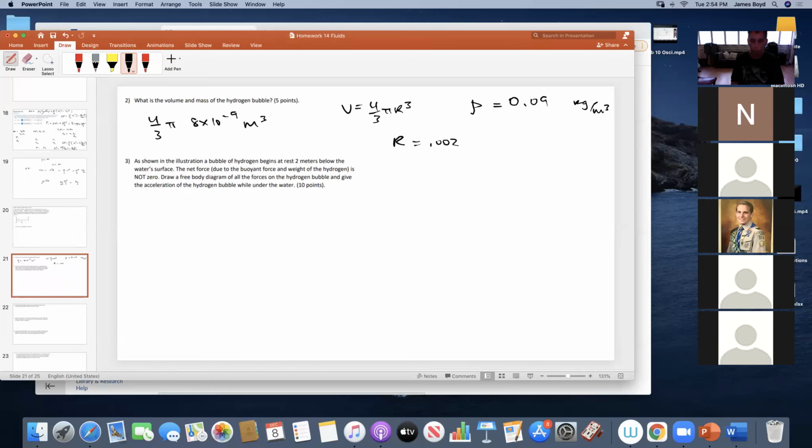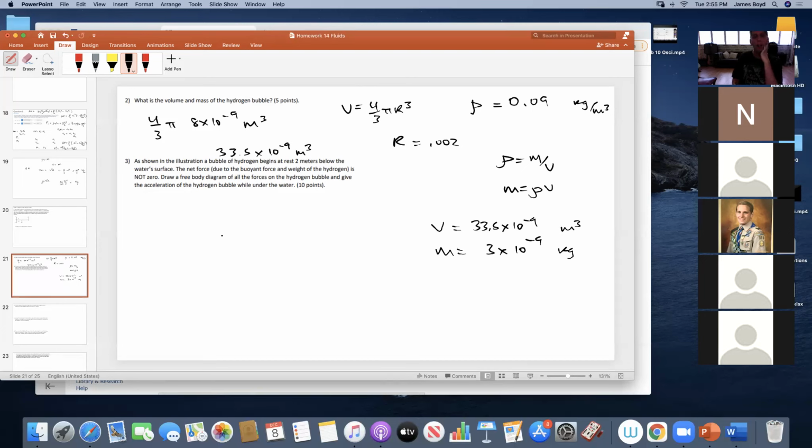I can do that really fast. That's 33.5 times 10 to the minus 9 meters cubed. Now the density is mass over volume. So the mass is density times volume. And if we multiply this by 0.09, I get 3 times 10 to the negative 9, obviously. So I have the mass and I have the volume. So the mass is 3 times 10 to the negative 9 kilograms. The volume is 33.5 times 10 to the minus 9 meters cubed.